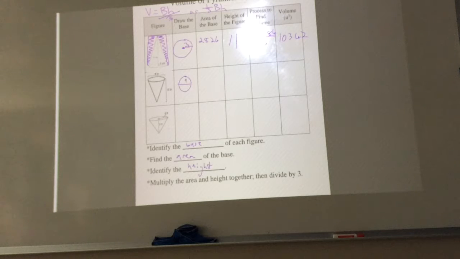Diameter. Good. We don't want diameter, do we? We want radius. So how would I find the area of that circle? Give me the process. Like fill in the numbers for me. Josh, go for it. You divide 9 by 2. Okay. What's that going to give me?